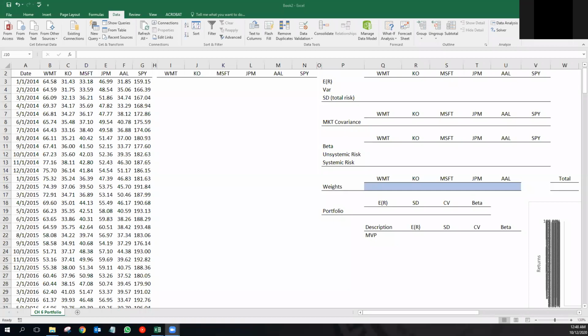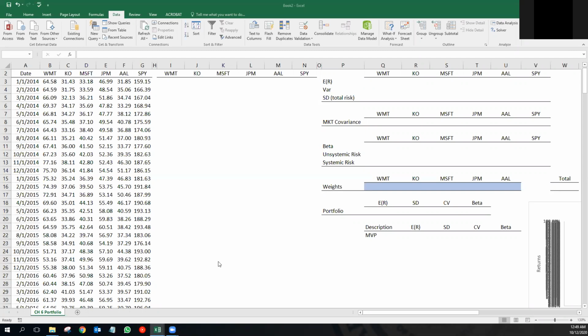Ladies and gentlemen, we are going to talk about a portfolio with multiple assets and how we can balance the weights on the portfolio to achieve or identify the efficient frontier with the assets on hand.